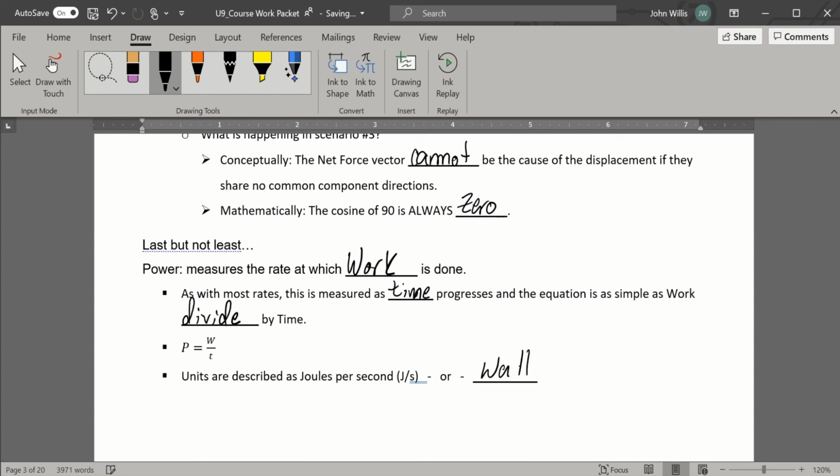Usually that unit is going to be watts. Units of watts are really small, so the electric company will bill you in kilowatt hours, technically. But that's it. That's power.